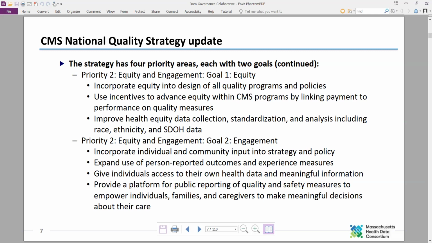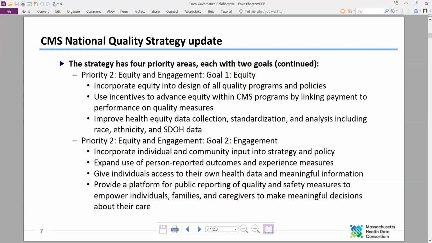The patient access API and the provider directory APIs that were introduced in 2020 were obviously a big step in this, but there are continuing activities in that, and the advancements of the patient access API in the new CMS rule, but obviously that continues to be a priority for them. And then also public reporting of quality and safety by individuals, families, and caregivers, so that people can make more informed decisions about their care.